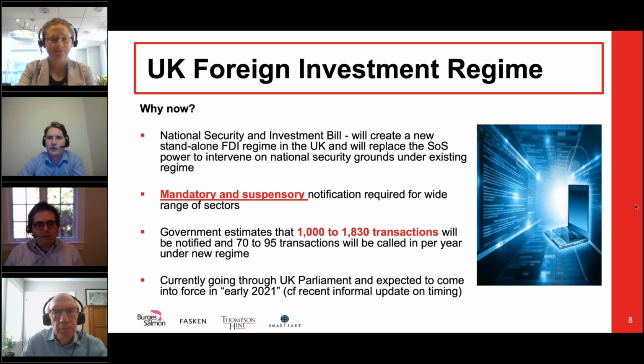Yeah, it is a very interesting point of comparison, and I suppose we might hear from Tony a bit later as well on the Canadian perspective. Just in terms of timing, the bill is currently going through Parliament, and the official line is that it's expected to come into force in early 2021.